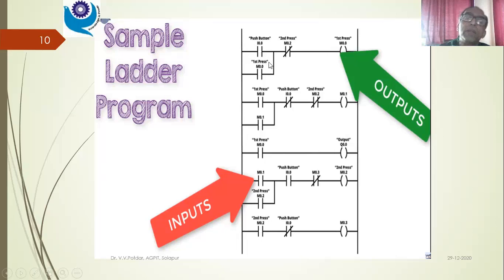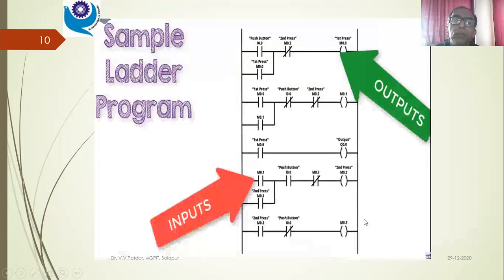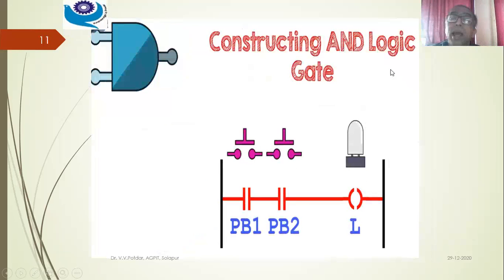So this is the first one, the push button, which is normally open, and this is normally closed. Then the output devices may be lamps, a motor, or a solenoid, and those will be mentioned here. Sample ladder diagram: constructing an AND logic gate. This and this should be on so that the light will be on, isn't it? The simple ladder diagram for an AND logic gate.